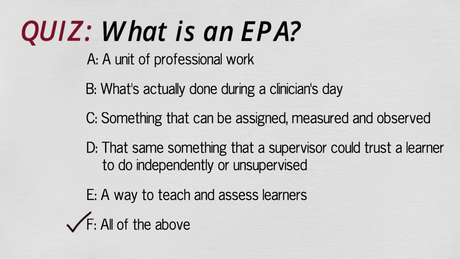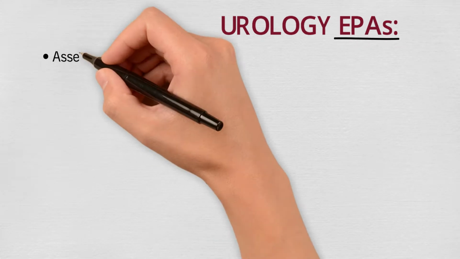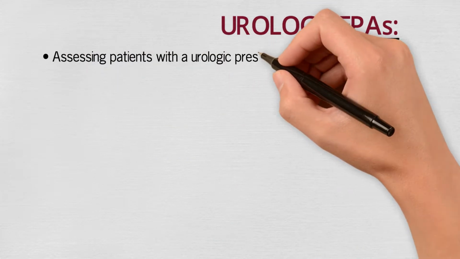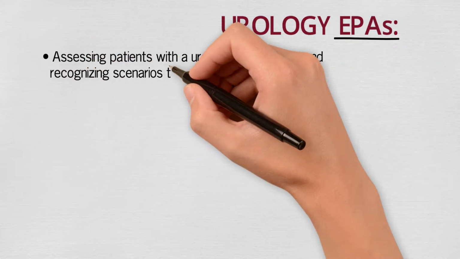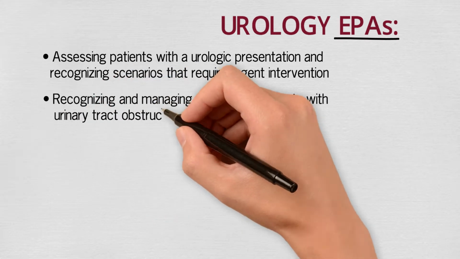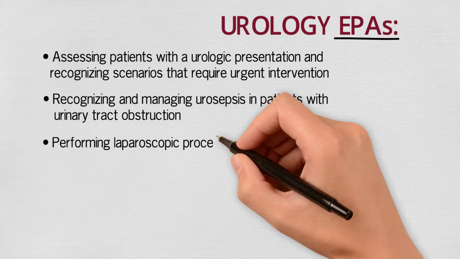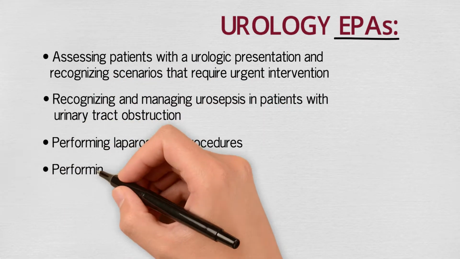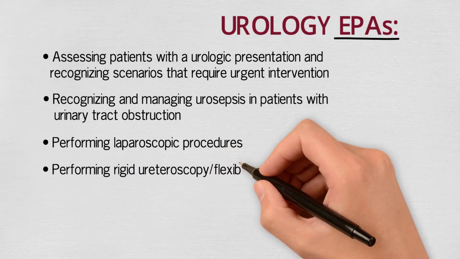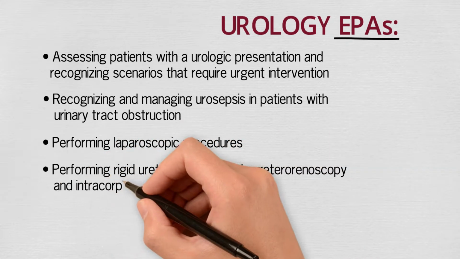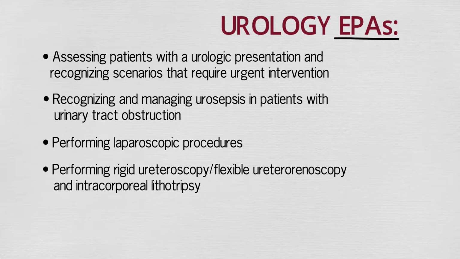Let's review some concrete examples. These are some EPAs for urologic surgery. Assessing patients with a urologic presentation and recognizing scenarios that require urgent intervention. Recognizing and managing urosepsis in patients with urinary tract obstruction. Performing laparoscopic procedures. Performing rigid ureteroscopy, flexible ureterorhinoscopy, and intracorporeal lithotripsy.